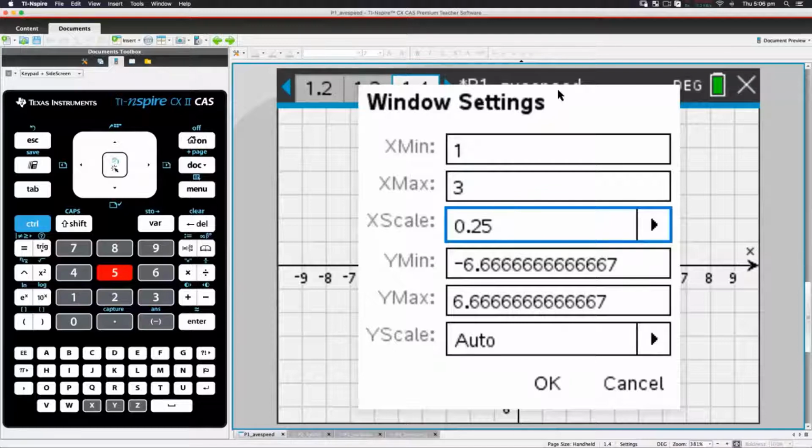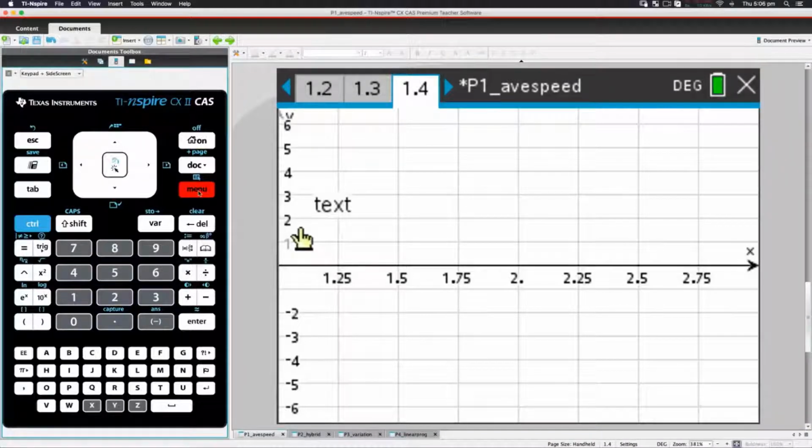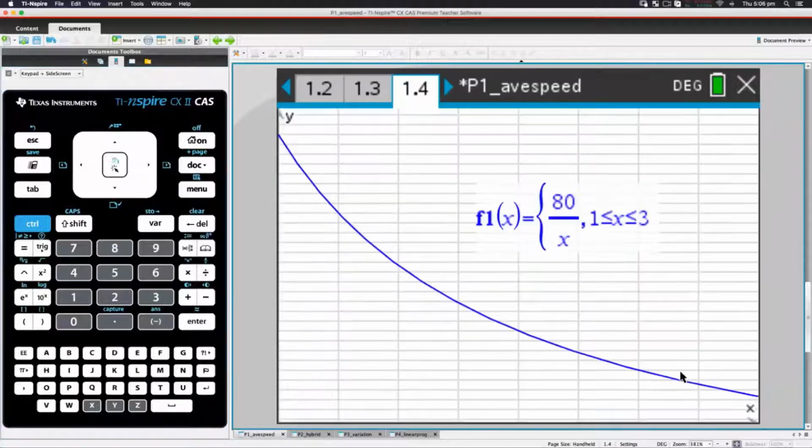So that sort of suits my purpose, and then I can press OK. The graph's still not there, but then there's a nice setting here for zooming: menu, zoom, zoom fit, and that will immediately make the graph come into view.